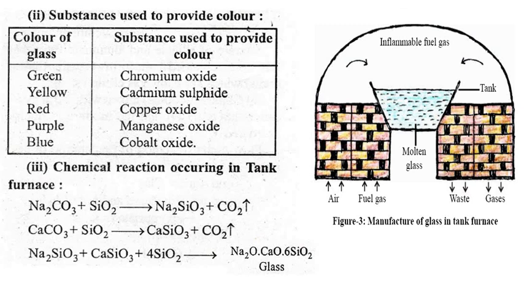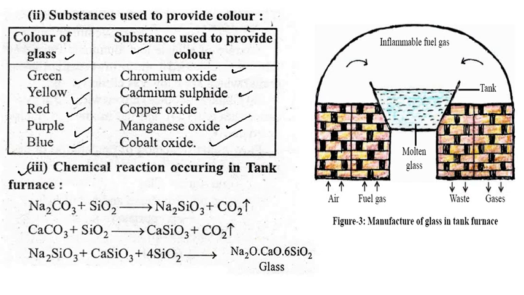Now, the substances used to provide the color of the glass: green color is chromium oxide, yellow color is cadmium sulfide, red color is copper oxide, purple color is manganese oxide, and blue color is cobalt oxide.